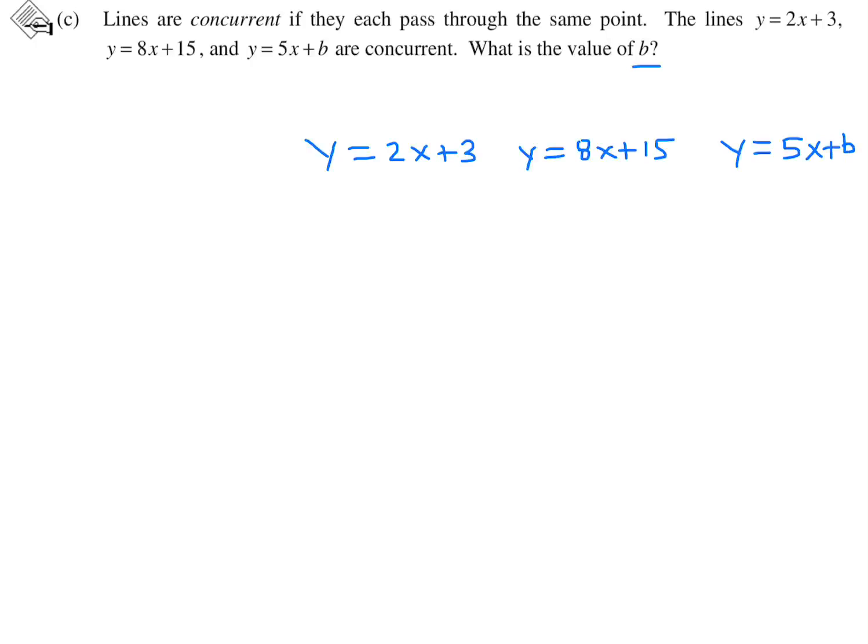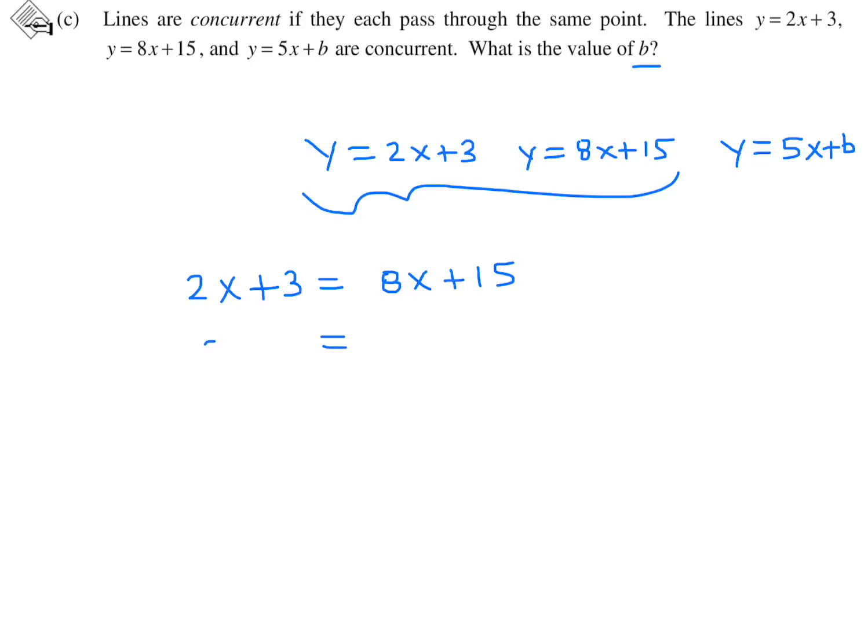So what first I'm going to do is just concentrate on these two. Since they share a common point, we can find that common point by setting them equal to each other, like that. And this is just a basic algebra problem. So we got 3 minus 15 is equal to 8x minus 2x. So minus 12 is equal to 6x, and therefore x is equal to minus 2.